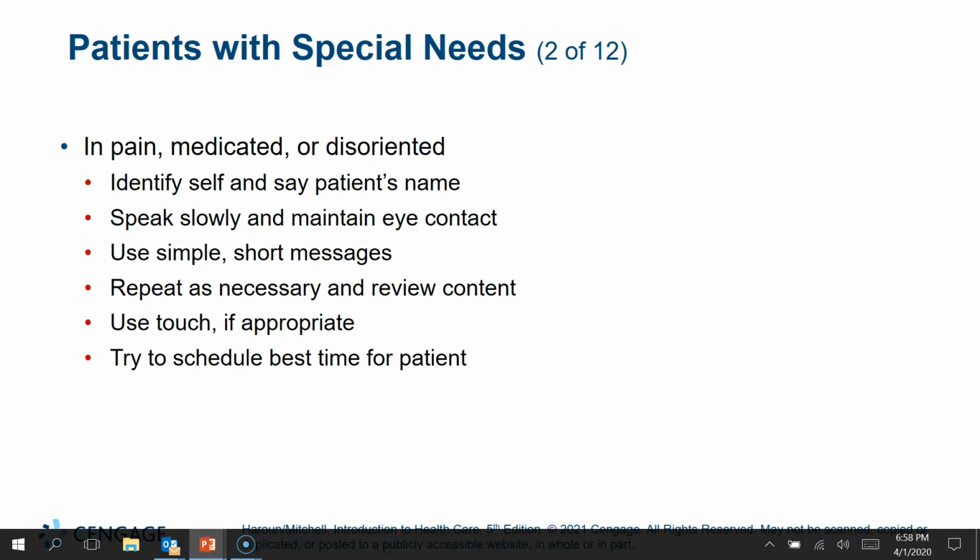Again, we're going to want to speak slowly, maintaining eye contact, short, simple messages. If we need to repeat the information, we can. If it is appropriate, we can use touch. And you need to be very careful with this. You can tell if somebody is comfortable if you touch them. People in the United States have about a 3-foot personal space.